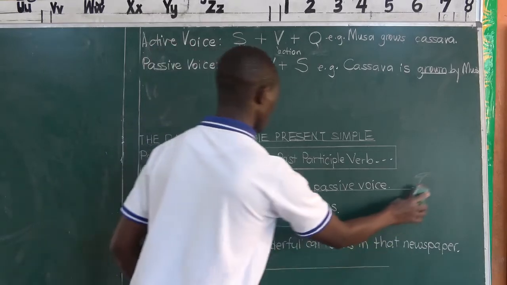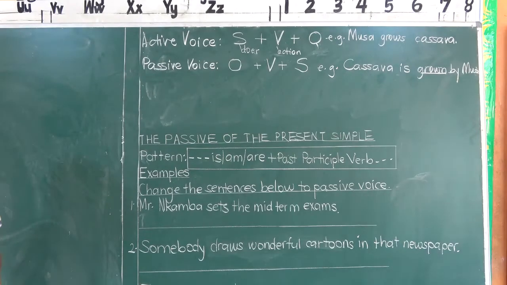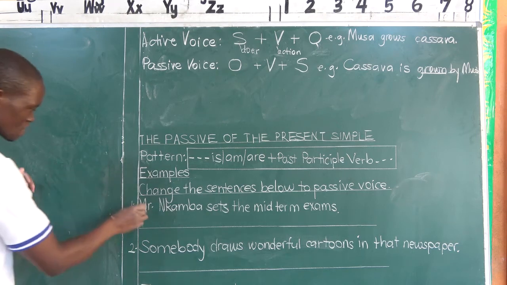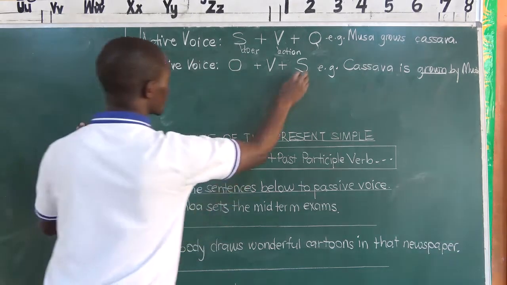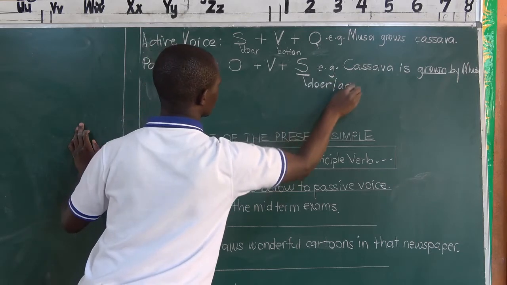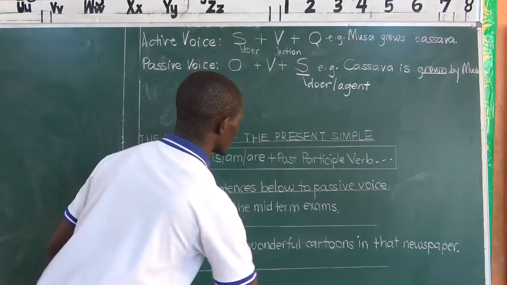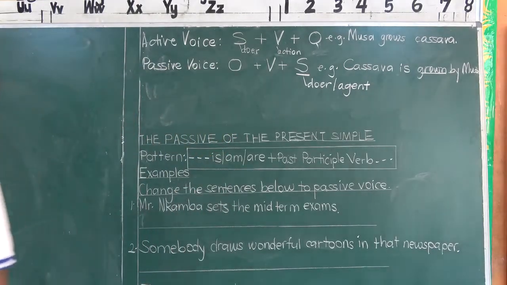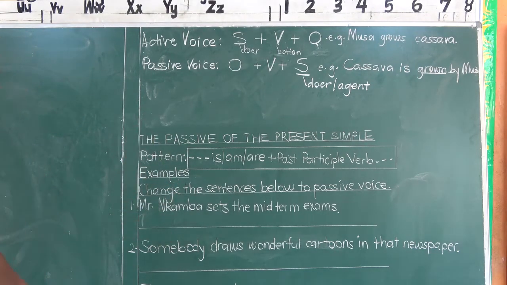Mr. Nkamba sets the midterm exams. I repeat, Mr. Nkamba sets the midterm exams. Change it to passive. You must identify the object. Mr. Nkamba is the doer, or the agent. The word subject can mean doer, can mean agent. When we talk about voices, we talk about the agent, or the doer, or the subject in the passive voice.